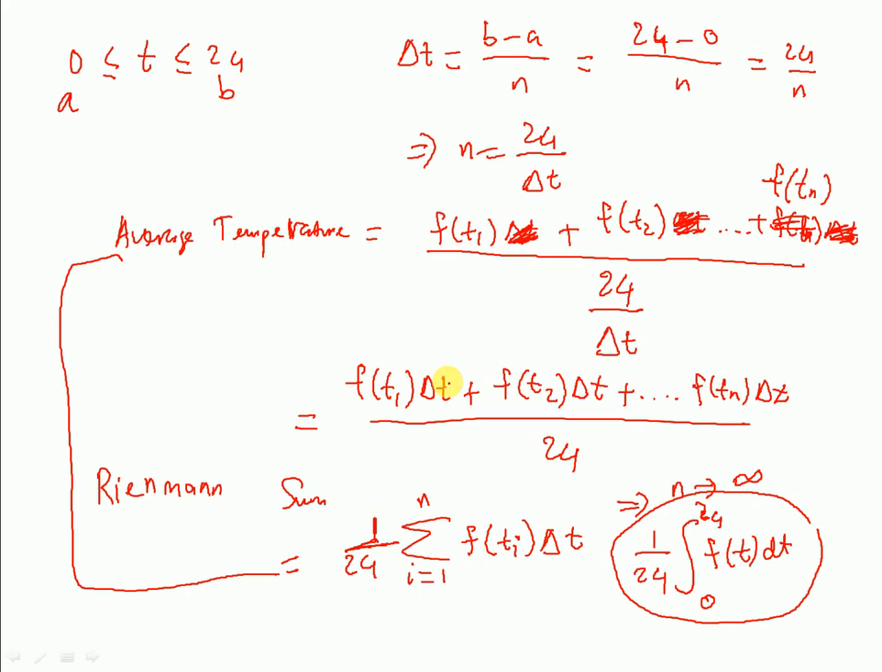Now, all these things, we can represent them using the Riemann sum or the summation formula of the times t1 up to tn. So we go with the index i from 1 to n because we have t1 up to tn. So f of ti, i goes from 1 to n, and we are multiplying each of them by delta t. And don't forget to divide by 24.